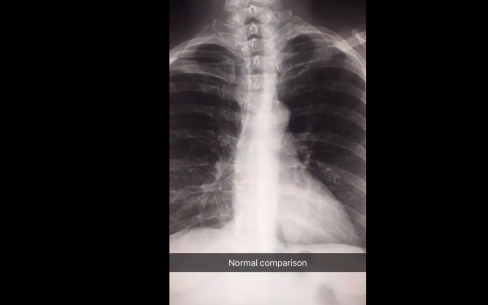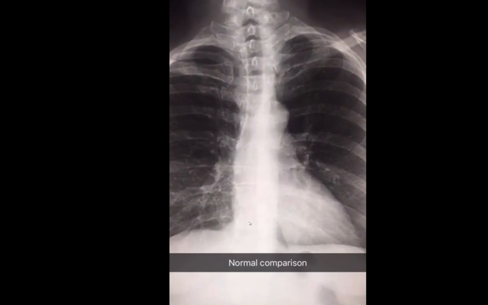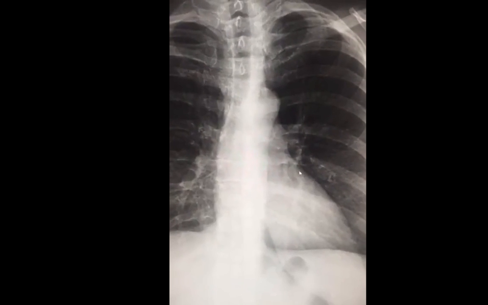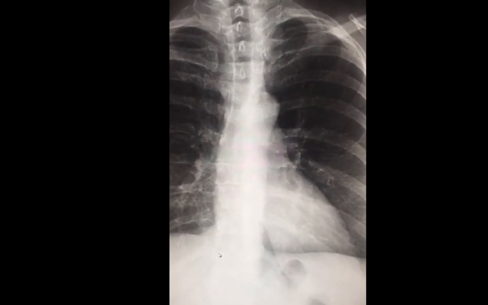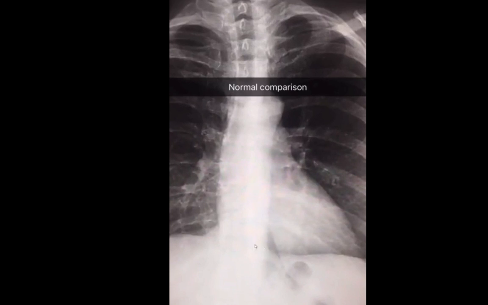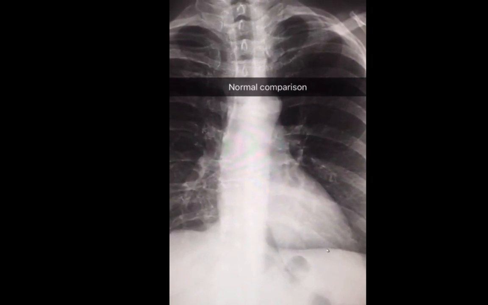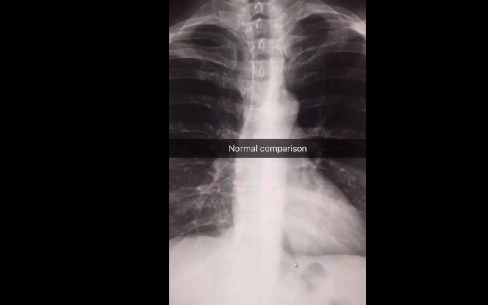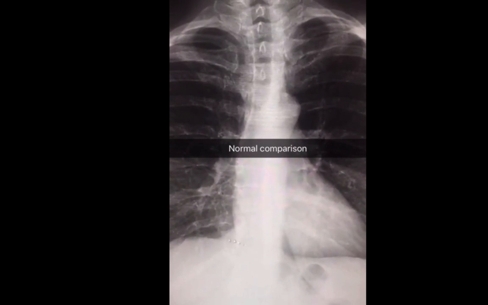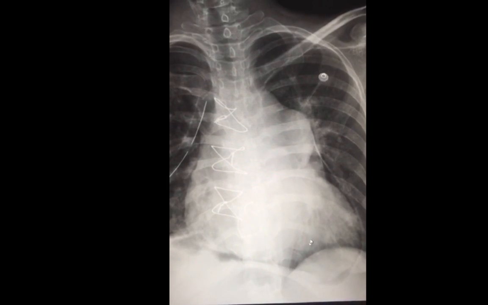Here's a normal case for comparison. Note how the cardiac shadow is not surrounded by increasing lucency. And also note how you could see two different hemidiaphragms, the left and the right, without continuity. So in a normal case, the right and left hemidiaphragm should not appear continuous in the center. Now let's go back to our case.